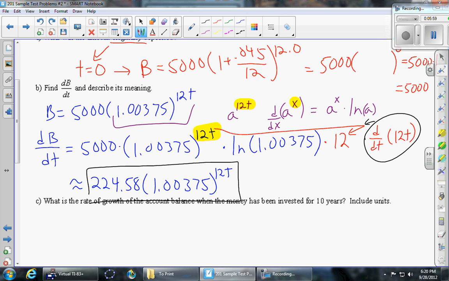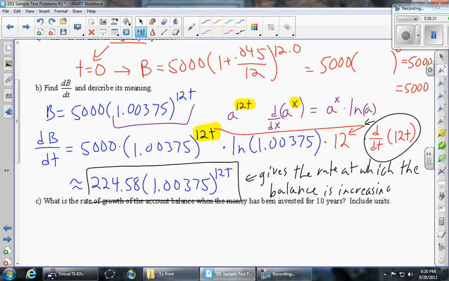So it's a derivative. It's an instantaneous rate of change. And the input is t. So at some moment in time t, the balance in our account is increasing at this rate, this thing that's in the black rectangle. So this gives the rate at which the balance is increasing. And we'll go ahead and include the units here.